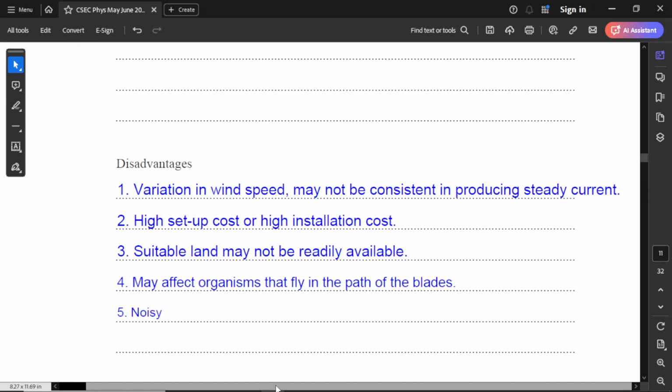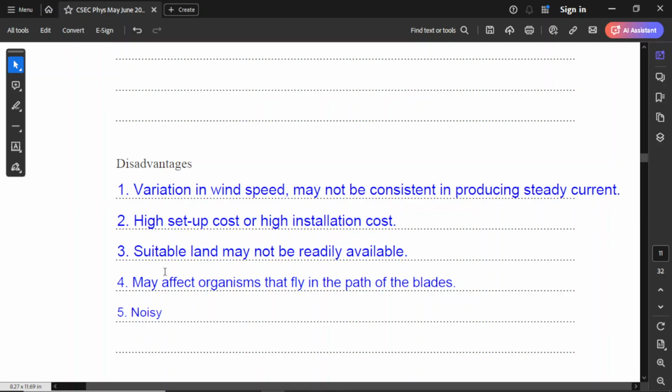All right, but yes, disadvantages now. Here we have variation in wind speed, because again, you may not have the same consistent wind speed every day. Some days may be very calm with no wind. All right, and again, you may not produce steady current because of inconsistencies in the wind speed. Again, you may have high cost to set up the wind turbines, so installation cost may be very high. That's what number 2 is speaking about right there.